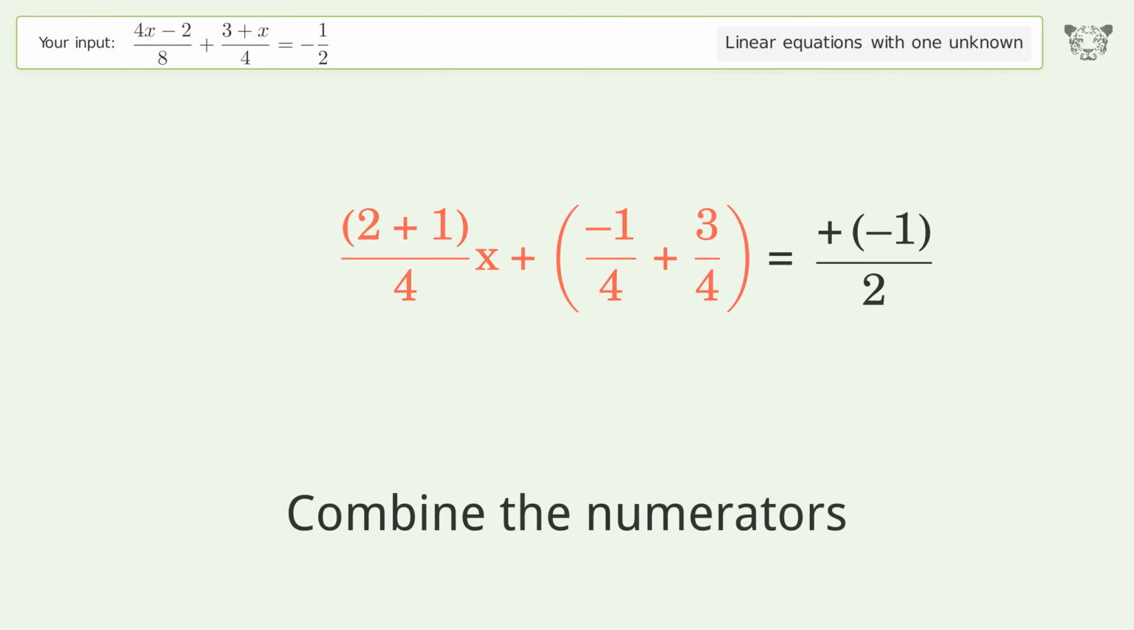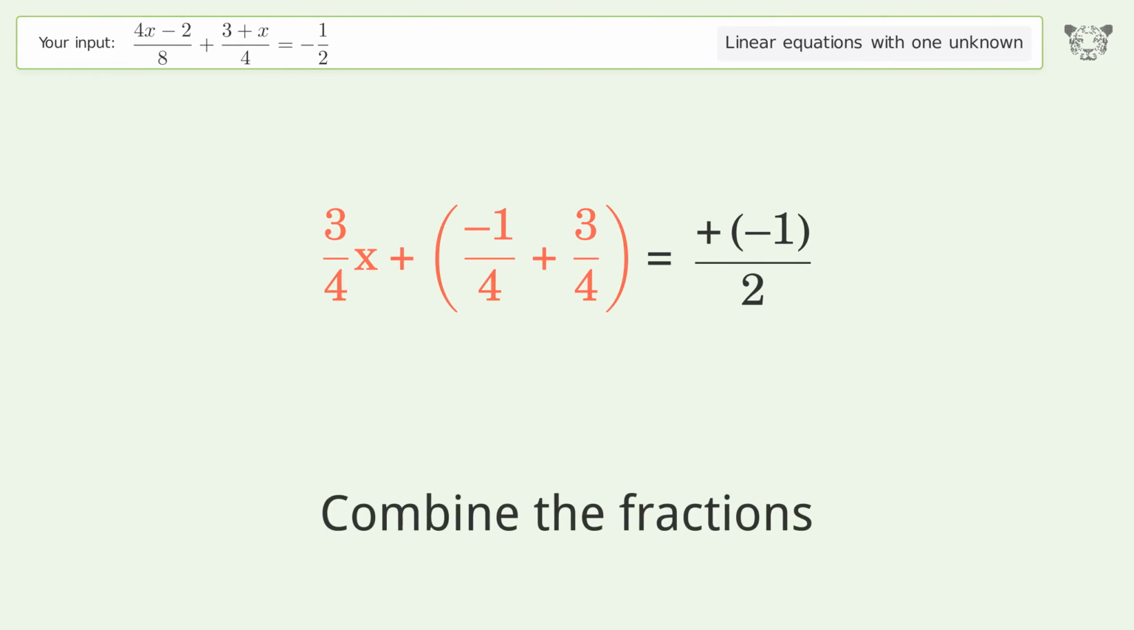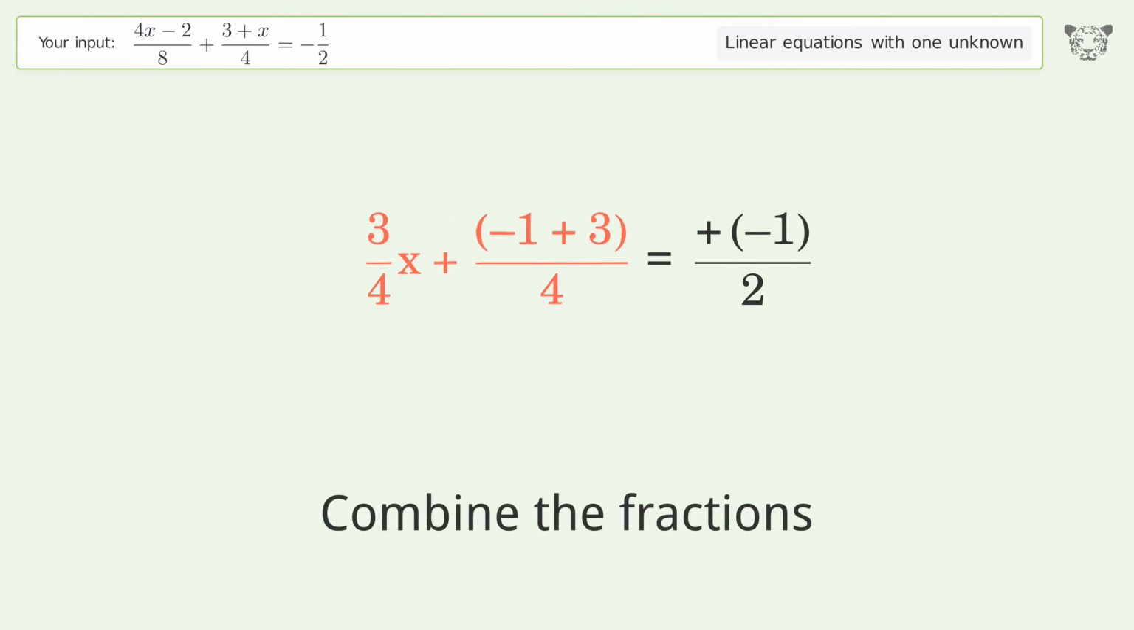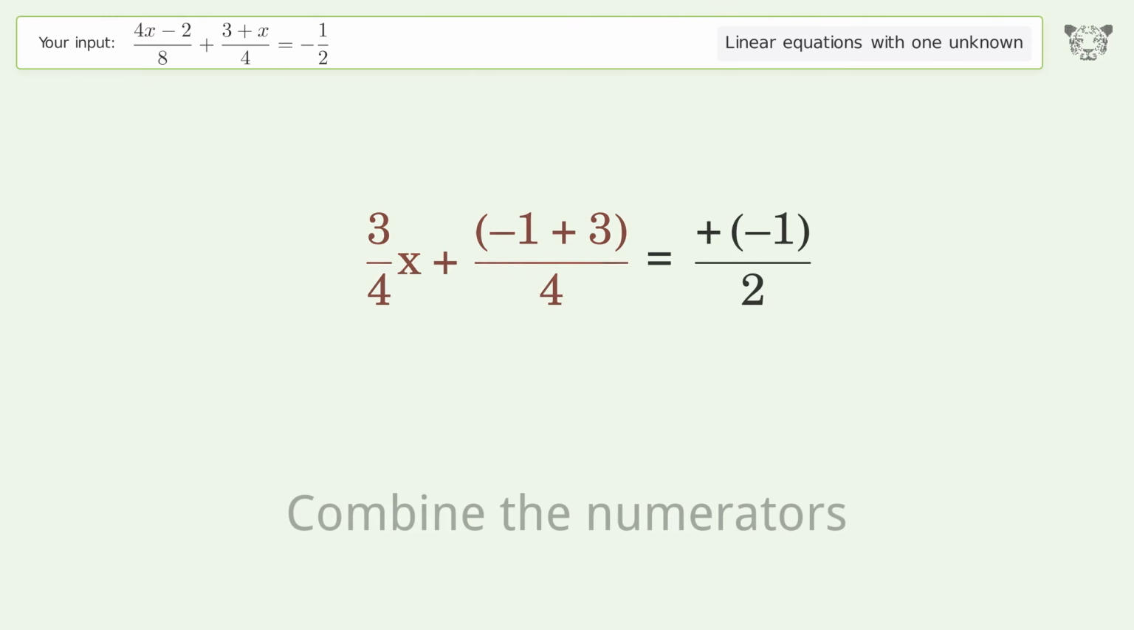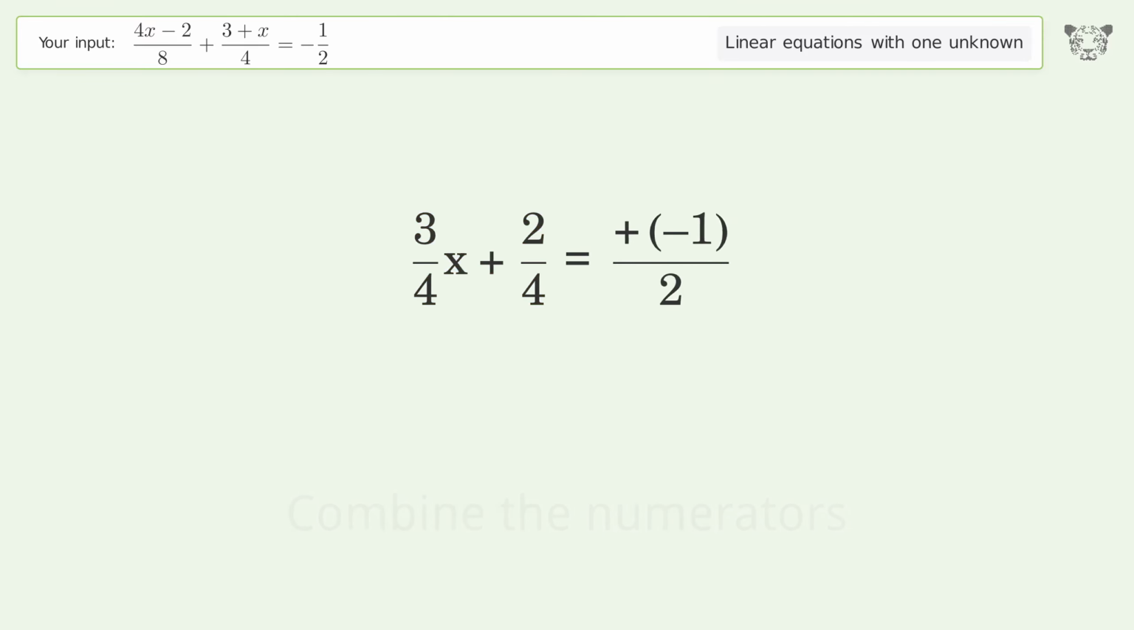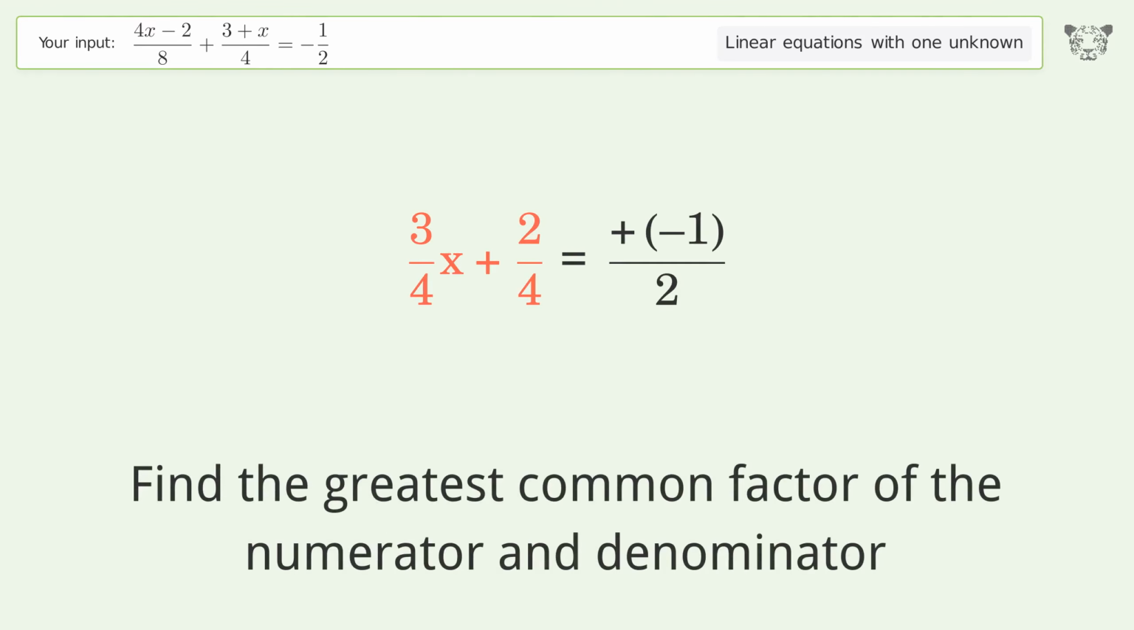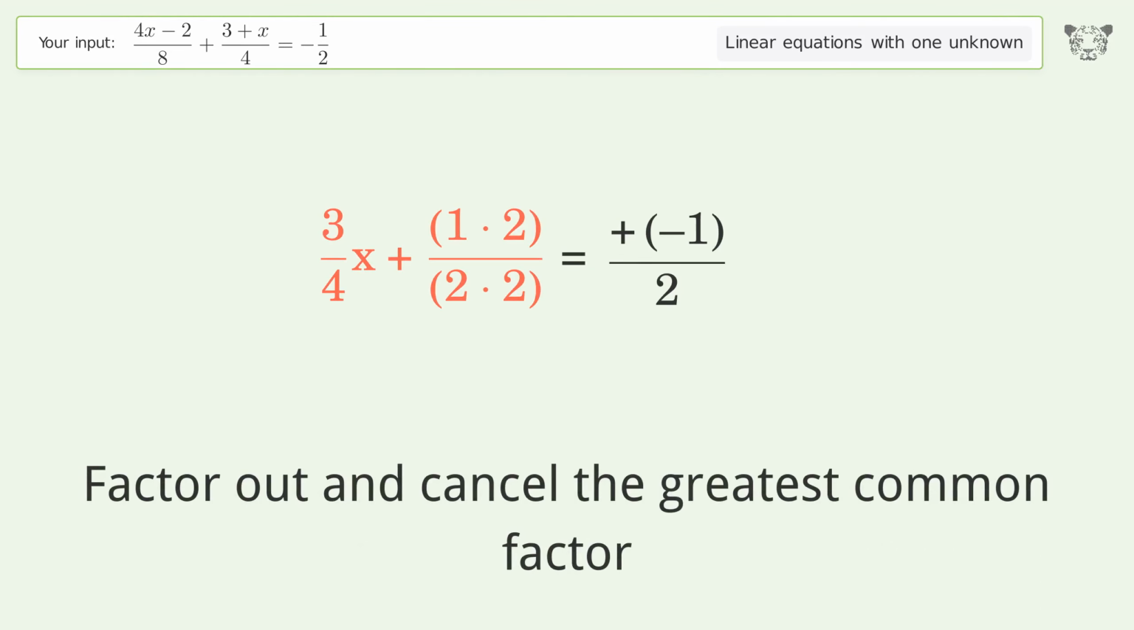Combine the numerators. Combine the fractions. Combine the numerators. Find the greatest common factor of the numerator and denominator. Factor out and cancel the greatest common factor.